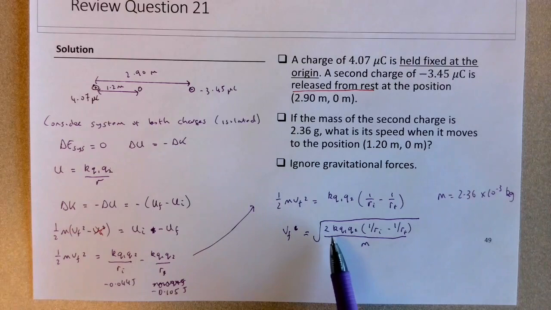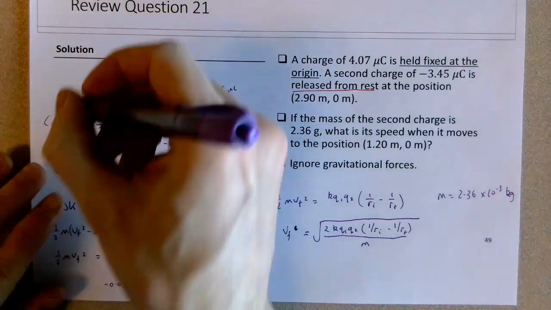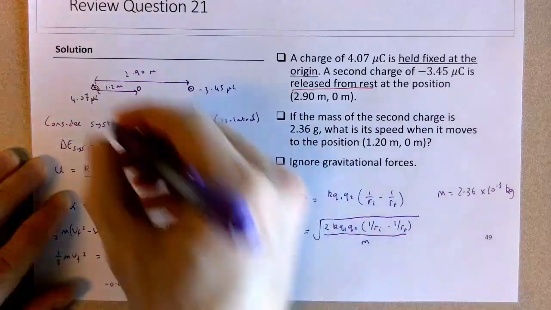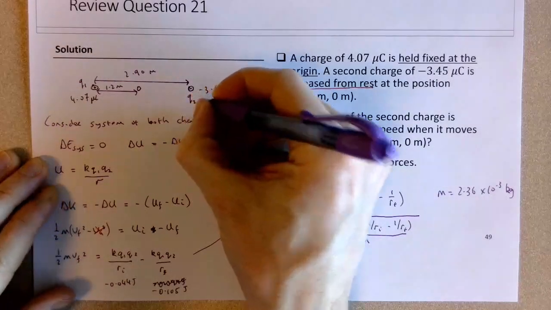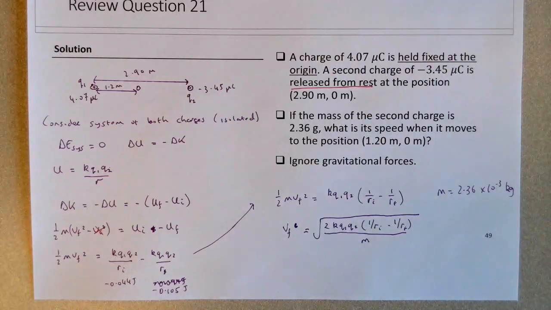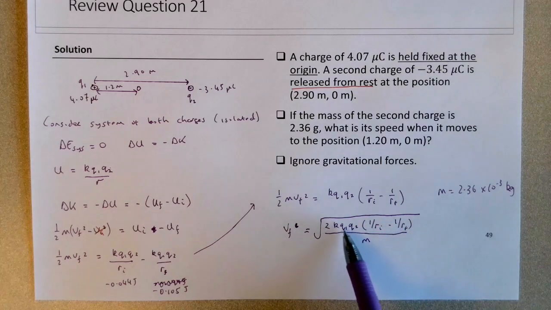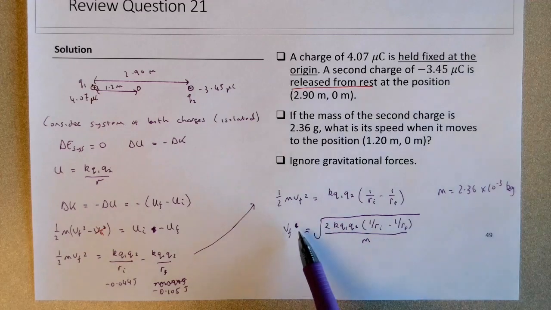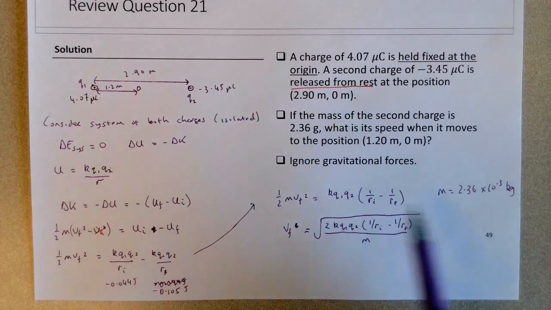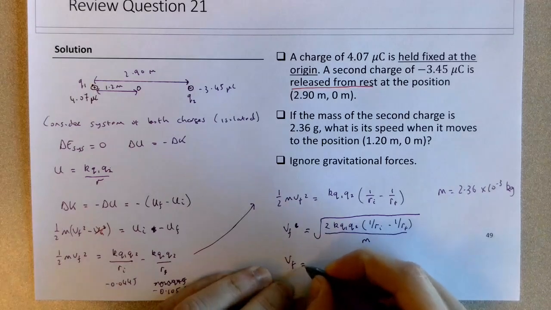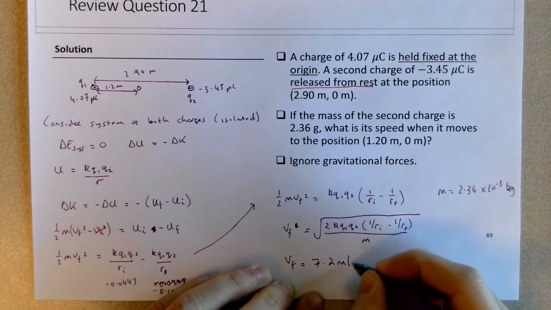So you have 2 is constant, k is constant, q1, enabling this is q1, doesn't really matter since both of them are in there, the other charge is q2. The R initial, how far away, would be 2.9 meters, the R final is 1.2 meters, and so I believe this quantity here will be negative, but it's going to be multiplied by another negative in the product, so this has to be a positive value. Divided by the mass of the particle, you should end up with the final speed of 7.2 meters per second.